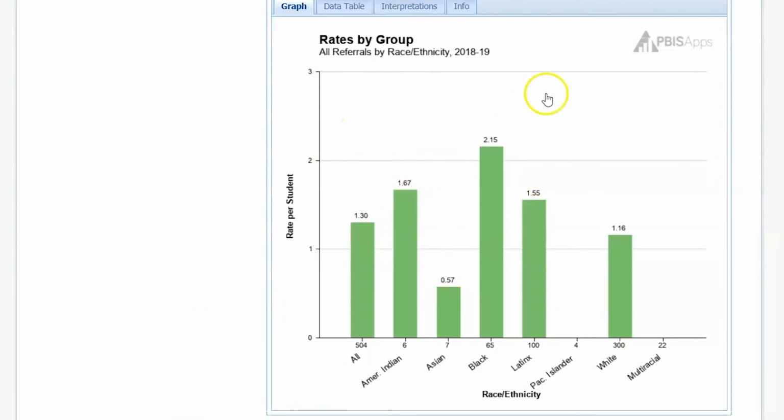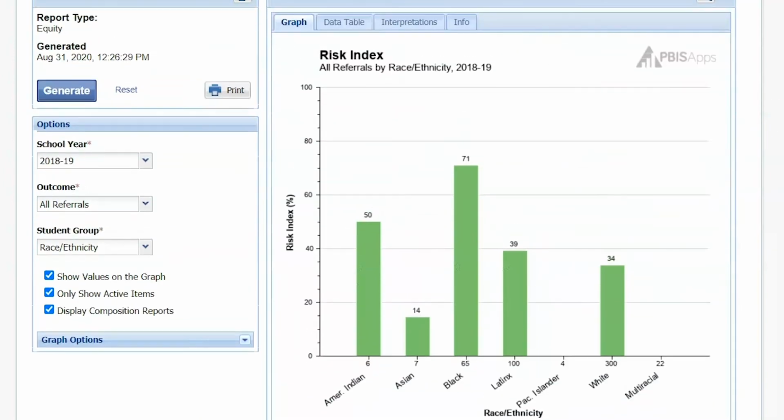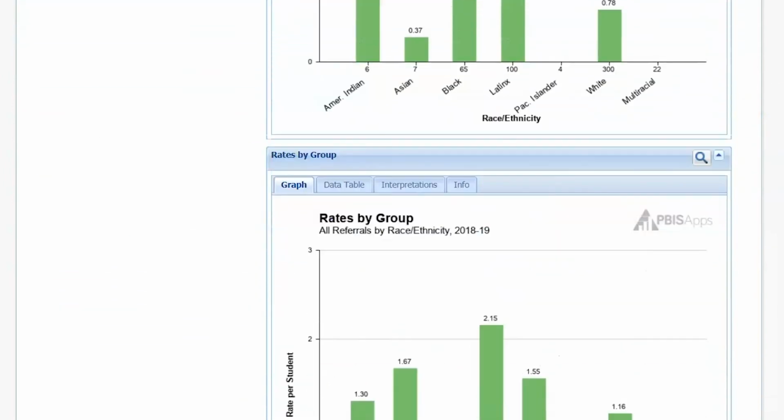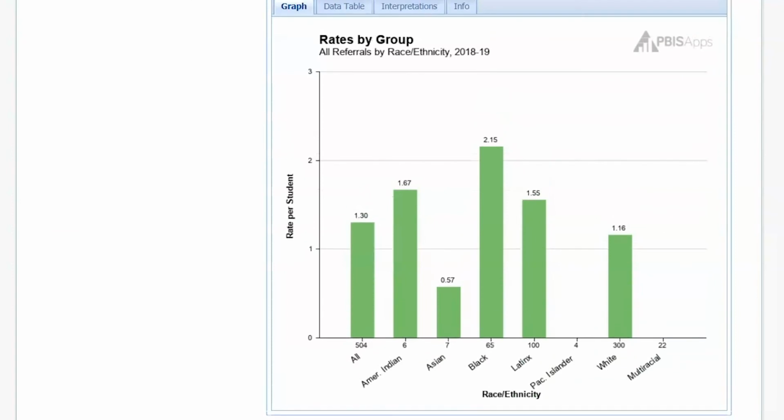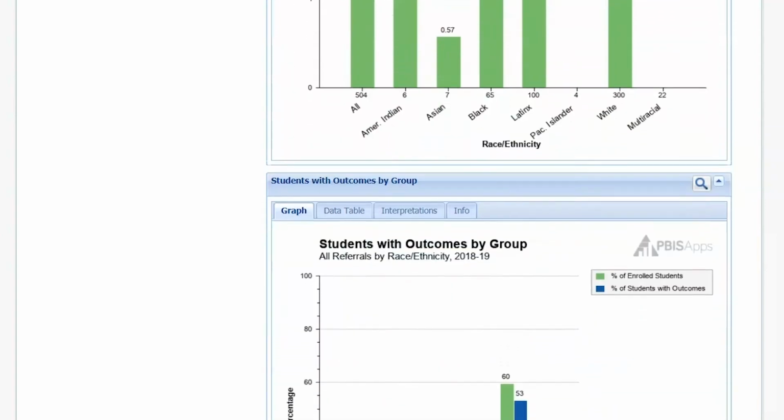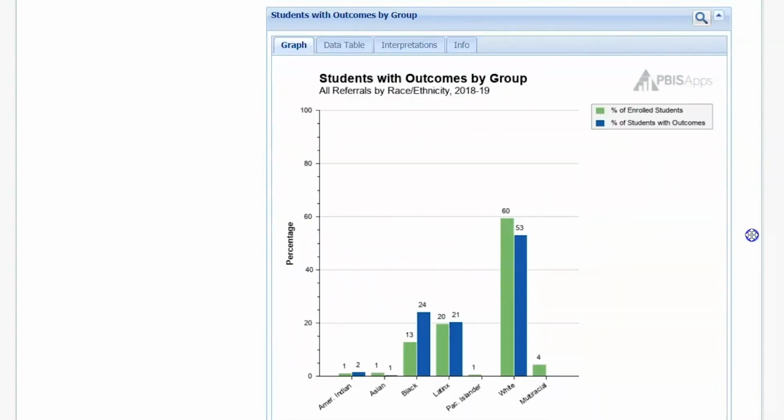Having noticed some discrepant outcomes using the risk index, the risk ratio, and now the rates by group graph, we might next want to look at the remaining 2 equity report graphs to see if we can understand more about this discrepancy or even detect the composition of that discrepancy. What's it about? How is this happening? We may discover more when we look at the graph about just the students who have already received the specified outcome we're exploring. Let's do that in video number 4, Students with Outcomes.